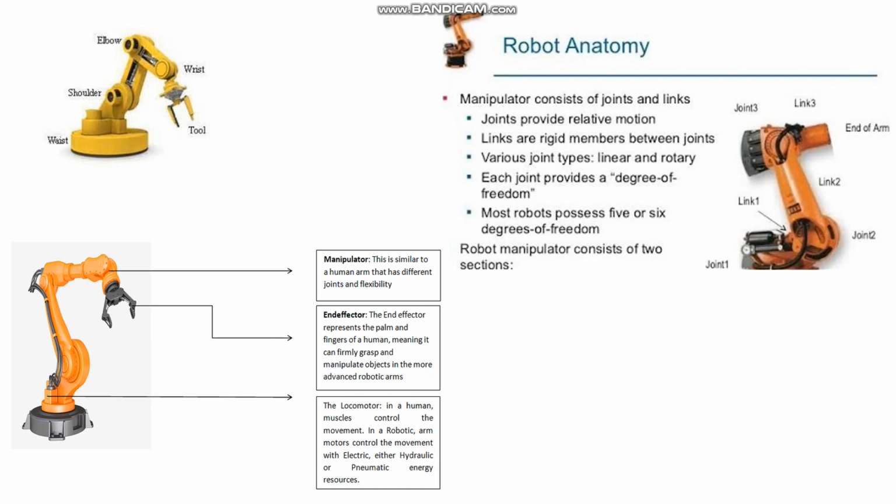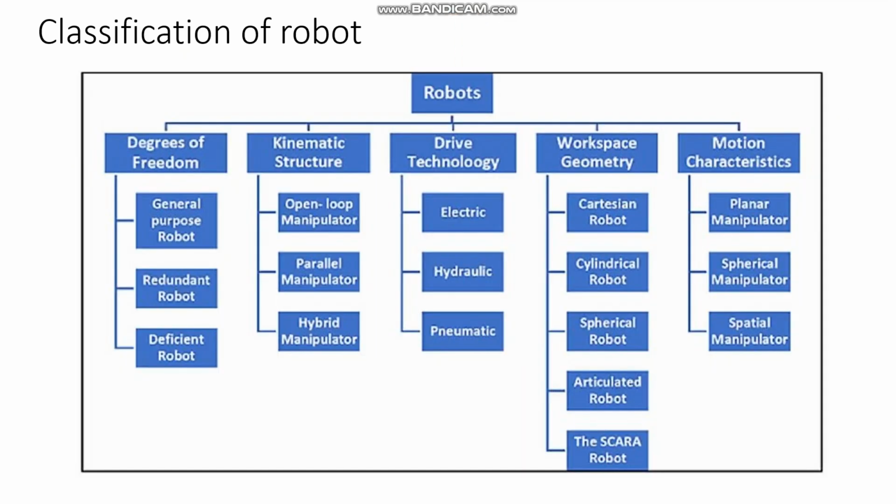Sometimes some robots, like Cartesian robots, will follow only linear movement. Some robots will take a linear plus rotation combination. Next, I'm coming to the classification. Here, you can classify robots with respect to degrees of freedom, kinematic structure, drive technology, workspace geometry, and motion characteristics.